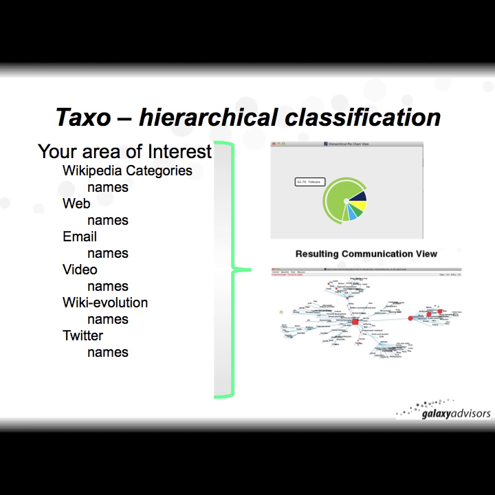So here we have the hierarchical classification. It has your area of interest and can create these categories or hierarchicals from the Wikipedia categories, web, email, video, wiki evolution, and Twitter. It produces a hierarchical pie chart that you can investigate and tell you what percentage of your taxonomy is included under that slice of the pie, and you can actually then map or visualize that hierarchical classification as well.